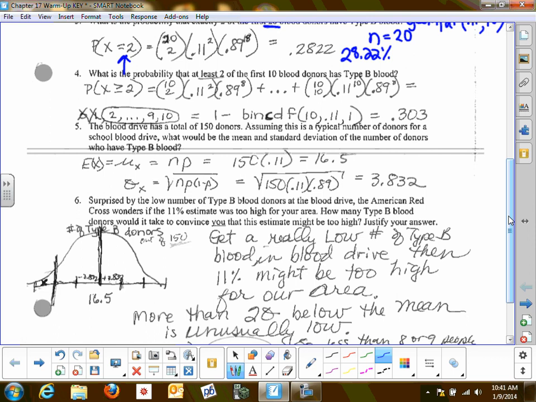Number 4 is another one where you know n. You are checking the first 10 blood donors. But this one is different from the one above because it's a sequence of events. I want several PDFs, binomial PDFs.